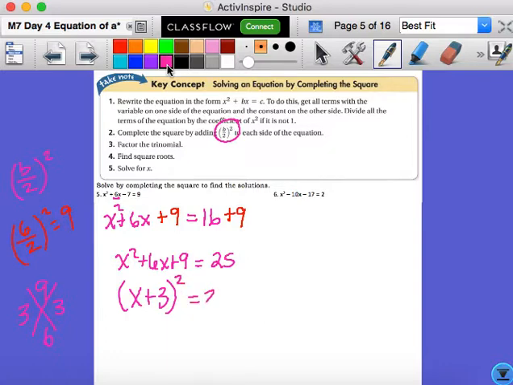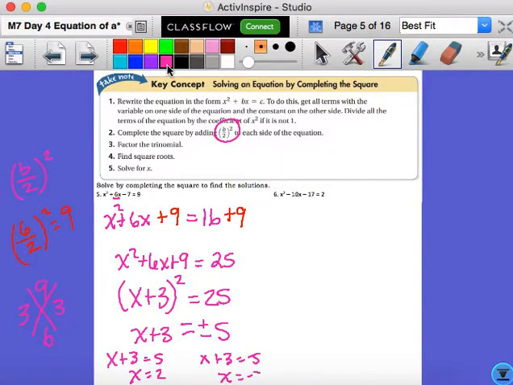And I can take the square root of both sides here, so that I have x plus 3 equals, the square root of 25 is 5, but it could be positive 5 or negative 5. Then I'm going to break it into 2 steps. x plus 3 equals 5, meaning x is 2. Or x plus 3 equals negative 5, meaning x is negative 8. So those would be my 2 solutions to this quadratic.